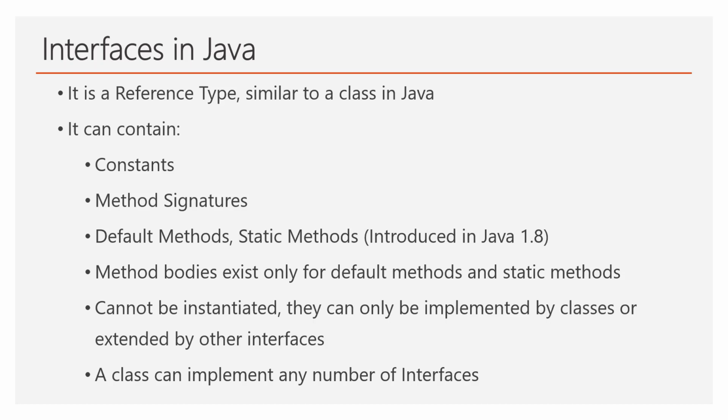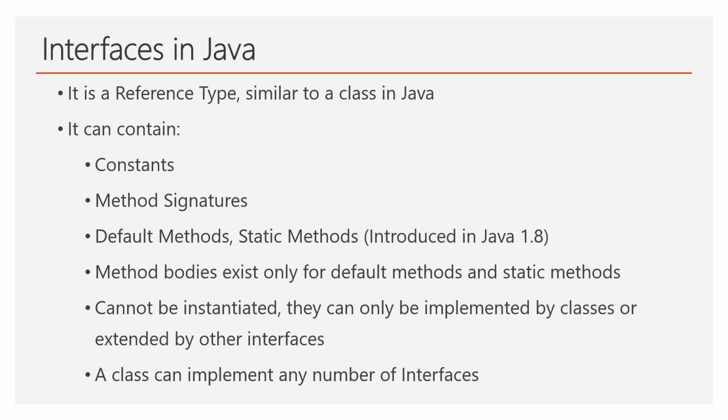An interface is just a reference type which is similar to class in Java. It can contain constants, method signatures, and starting from Java 1.8, it can contain default methods and static methods as well. Earlier, only method signatures were available and no method was having any implementation or body. But from Java 1.8, method body exists only for default and static methods.